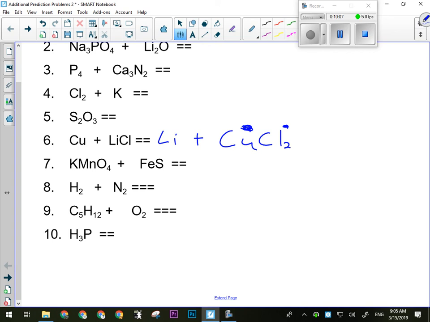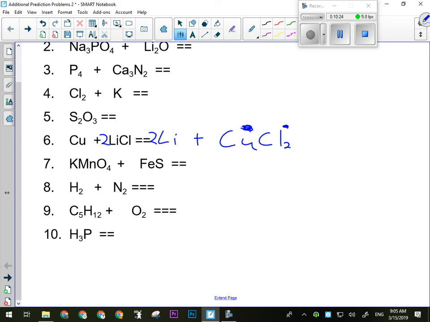All right, so there's a few of those little situations that come up once in a while that we have to remember. Now that I've done that, I can go back and balance the whole reaction with 2's there and there. Okay, questions on number 6?